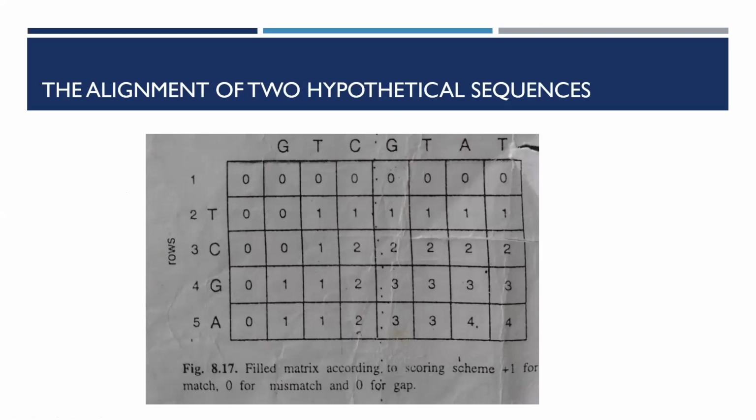I will once again quickly summarize the steps involved in the dynamic programming method of alignment. What did I say? This method uses the matrix to fill the alignment scores. First sequence is taken on horizontal axis of the matrix. The second sequence is taken on vertical axis of the matrix.